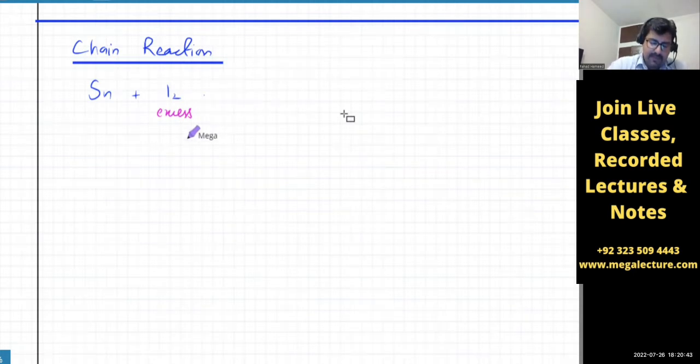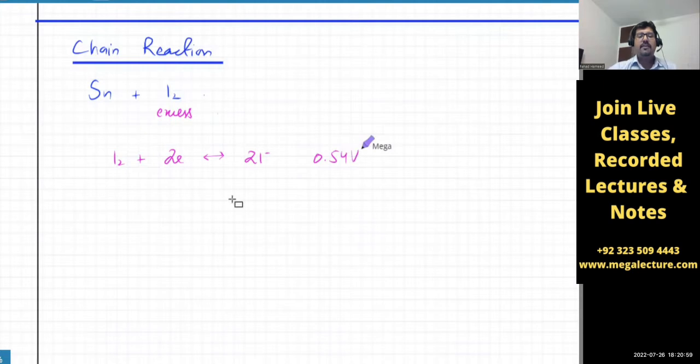Now I'm going to write down the reaction for iodine. I'm going to open the data booklet, and for iodine this is the reaction: I2 plus 2 electrons. This one has 0.54 volts. I'm going to figure out the electrode reactions for tin now.